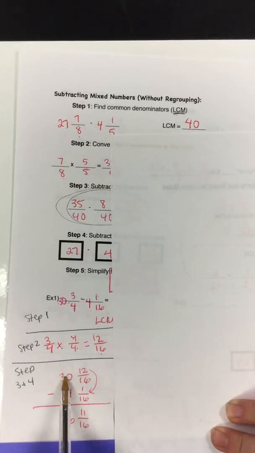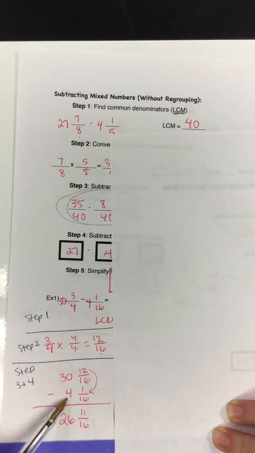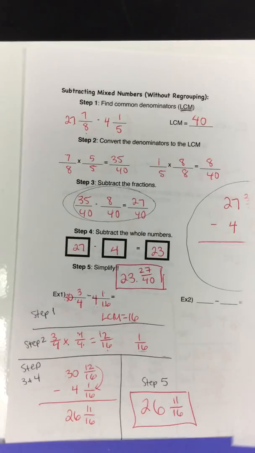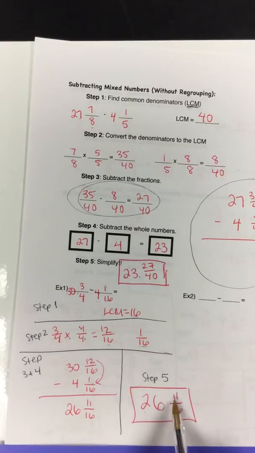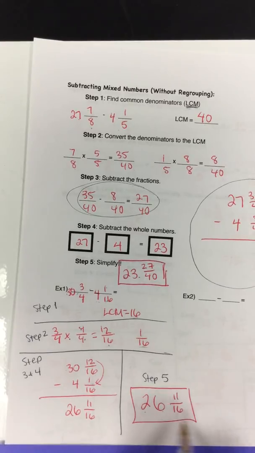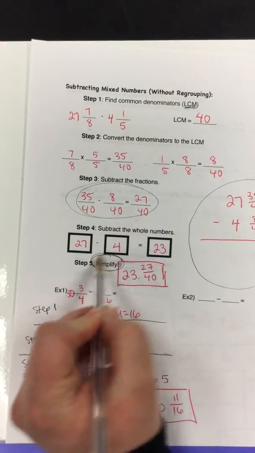So we've got 30 and 12/16 minus 4 and 1/16. Well, 12 minus 1 is 11. We keep the denominators the same, so we have 11 over 16. And 30 minus 4 is 26. So our final answer in step 5 is going to be 26 and 11/16 because this cannot be simplified.